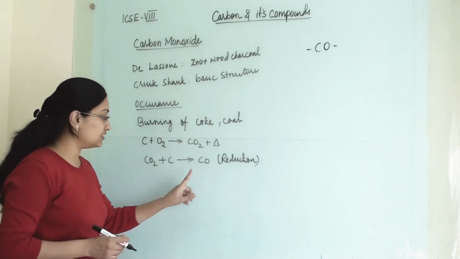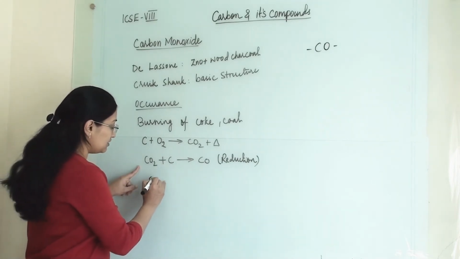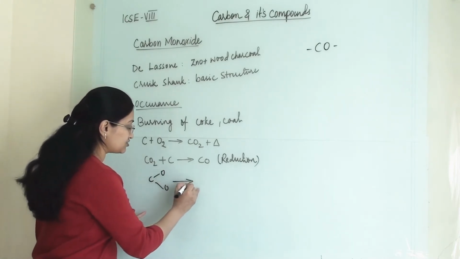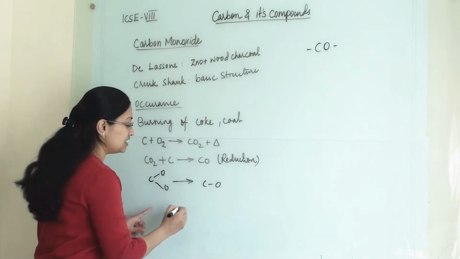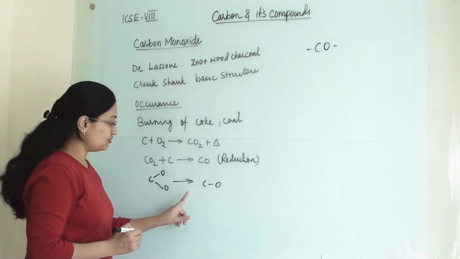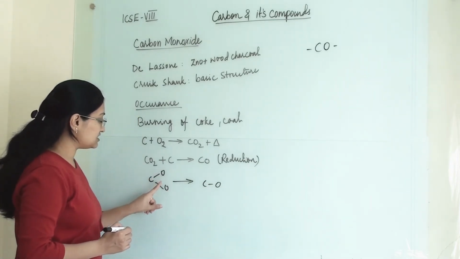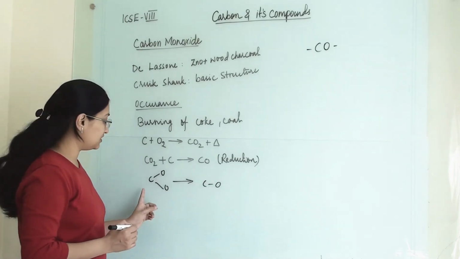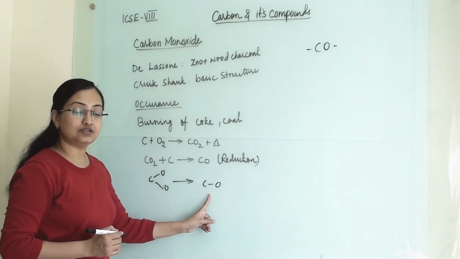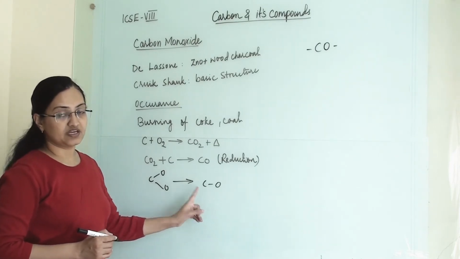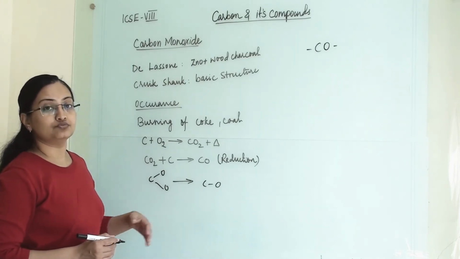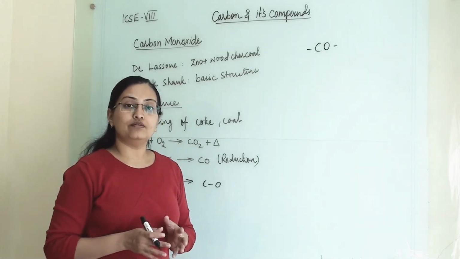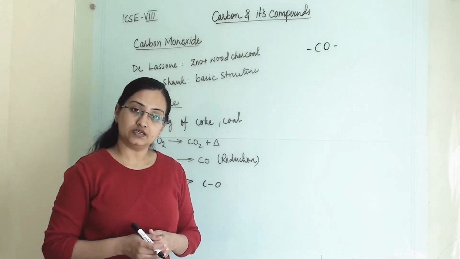Why is it reduction? Because here carbon was attached to 2 oxygens and after reduction 1 oxygen has been removed. So here it is CO, here it is CO2. Removal of oxygen is termed reduction. So this carbon dioxide is reduced to carbon monoxide, and this is a reduction reaction. All petroleum products and the burning of coke and coal will generate carbon monoxide in the environment.